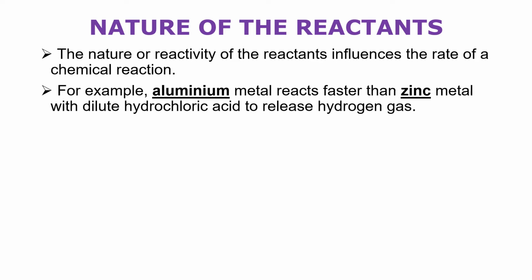In the first test tube you will find hydrogen gas bubbles coming out faster. In the second test tube, where you put zinc metal and hydrochloric acid, you will find that the hydrogen gas bubbles are coming out very slowly. Yes, I hope it's clear, boys.